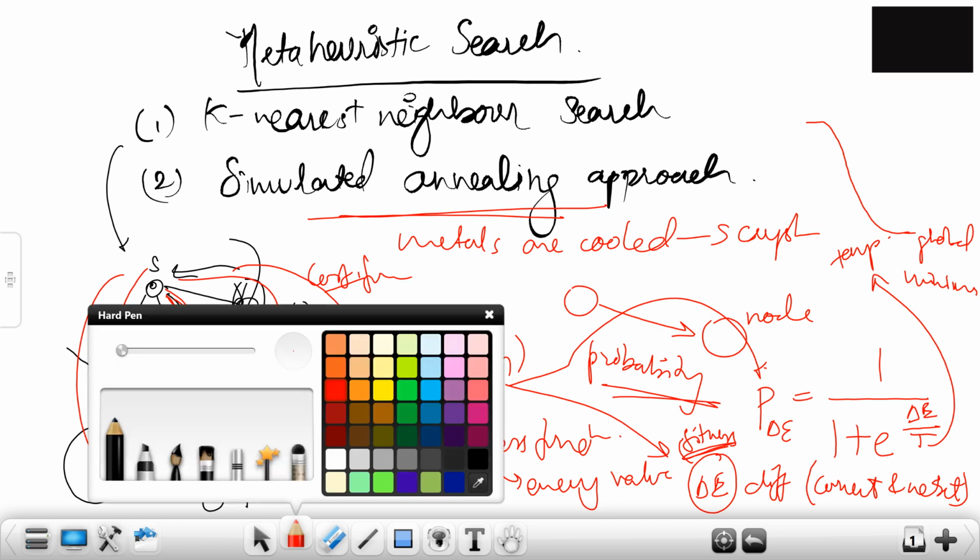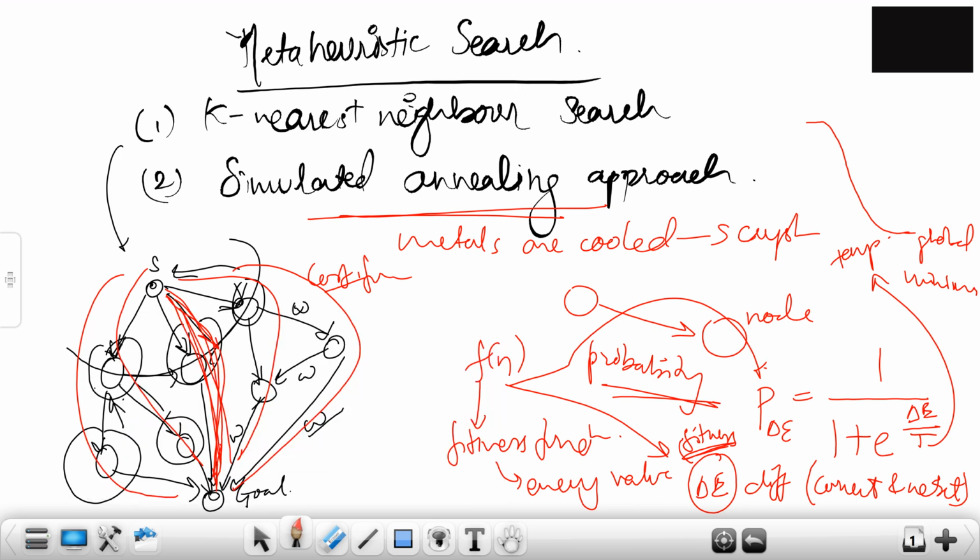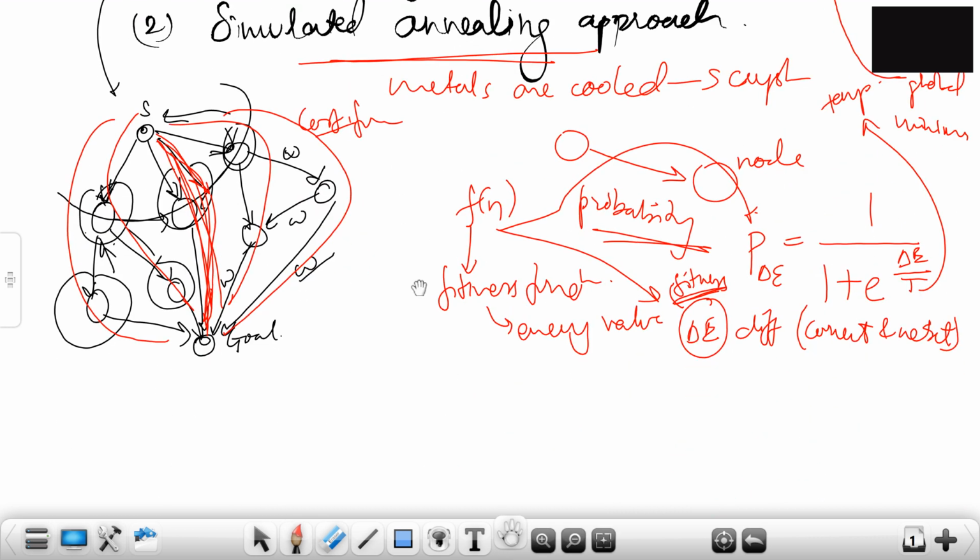Now we'll move to another topic called the traveling salesman problem. The traveling salesman problem is a very general problem, and it comes under evolutionary algorithms. I'll explain what it is, and we'll try to solve it using a genetic algorithm, because it is part of unit 4 under genetic algorithms.